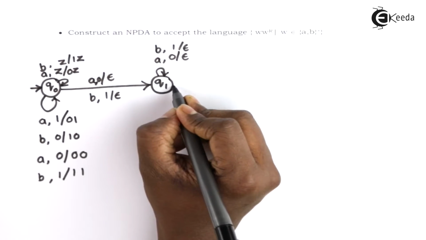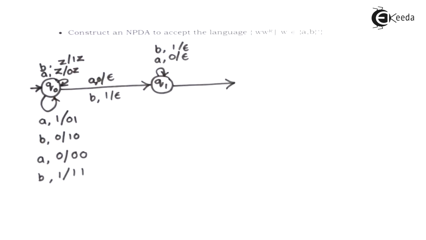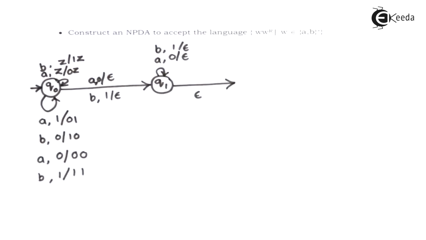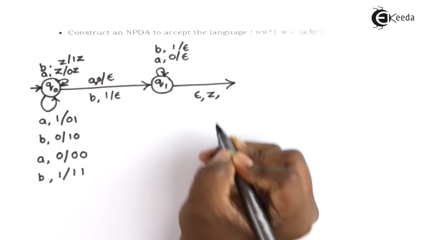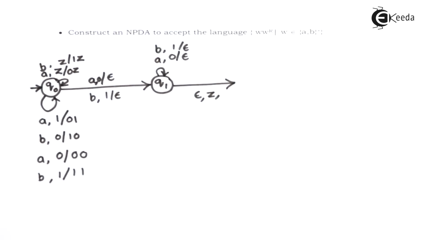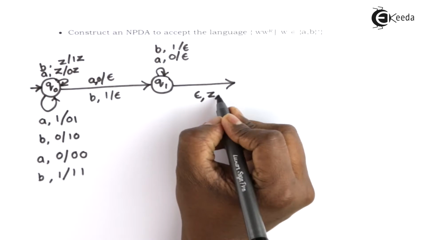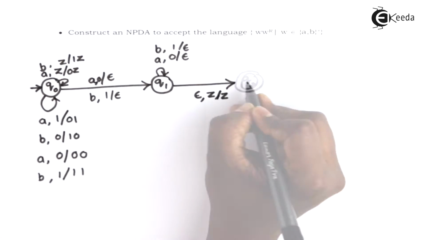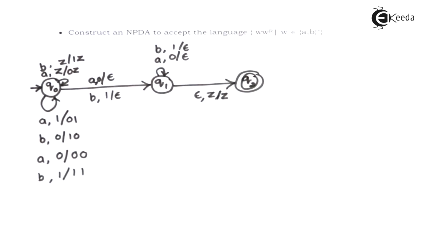Once this is done, we will be reaching the end of the string. So the input will be epsilon and we will reach the bottom of the stack with Z. Keep it as it is, and then go to the next state, let us say Q2. This will be a final state because it has compared the A's and B's with the half of the string. That means it is checking whether the string is a palindrome or not.